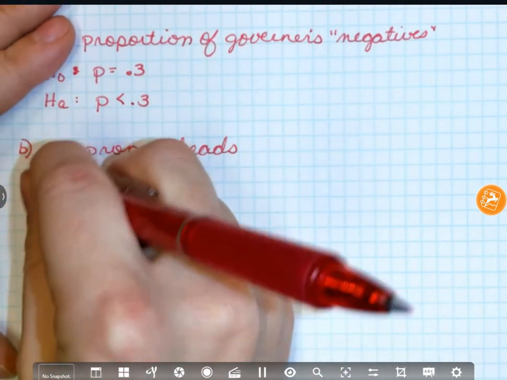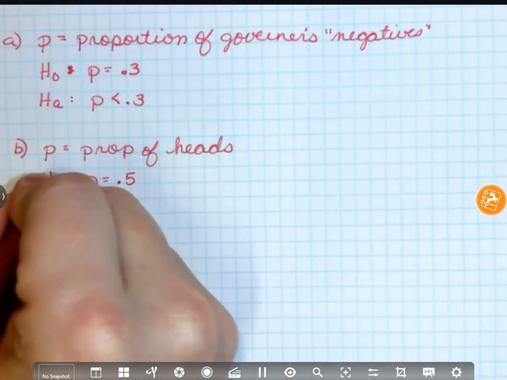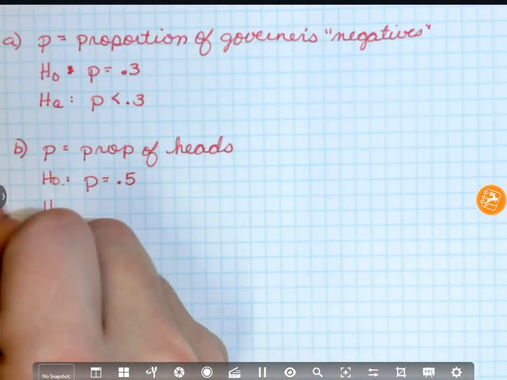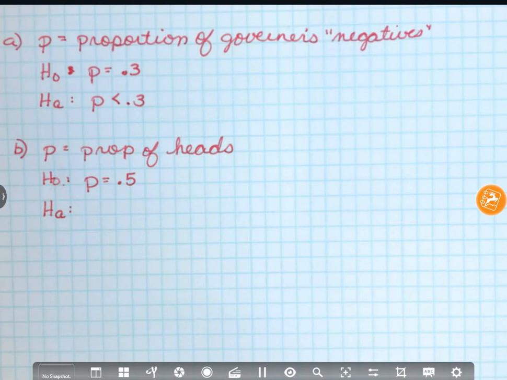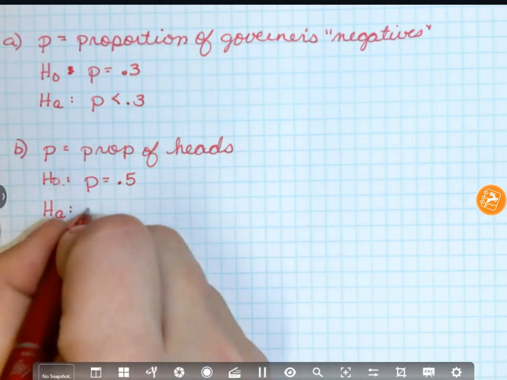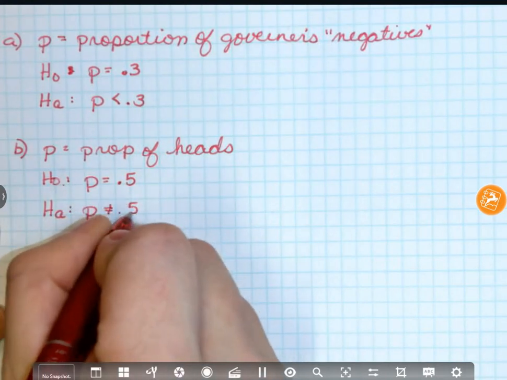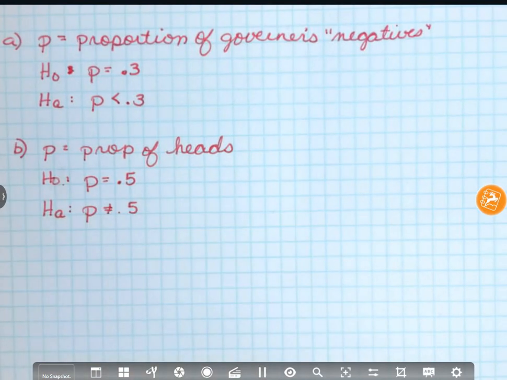That's supposed to be an O. I don't know why I wrote an A. The alternative: if a coin is not fair, then what would P be? Instead of saying less than or greater than, we just say P is not 0.5. Does that make sense, what we're talking about here?